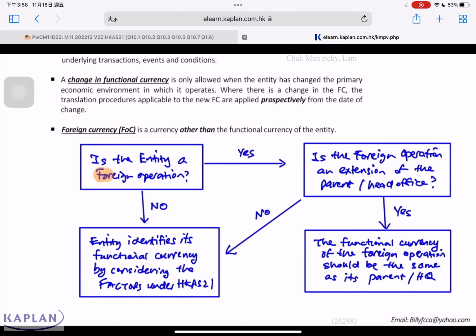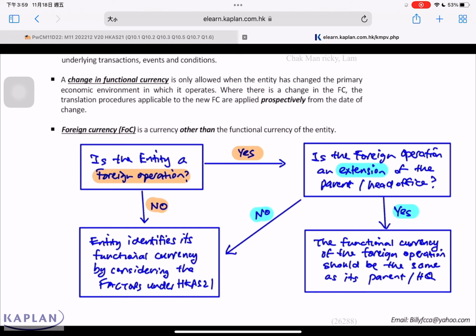Again, is the entity a foreign operation? No. Then you consider your own functional currency by considering the factors given under AS21. If the answer is yes, the entity is considered a foreign operation. Is the foreign operation an extension of the parent or head office? If the answer is yes, then the functional currency of the foreign operation should be the same as the parent and head office.